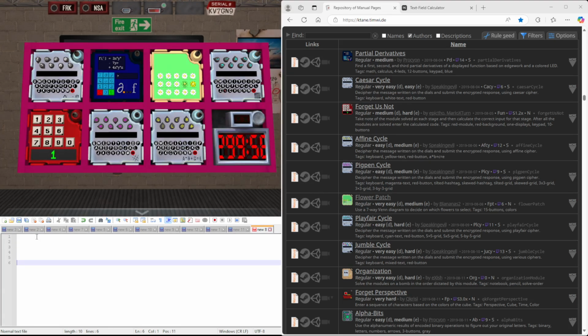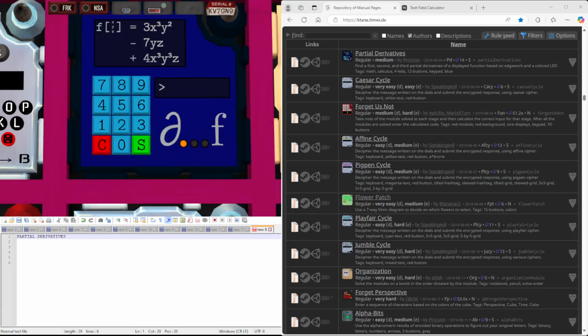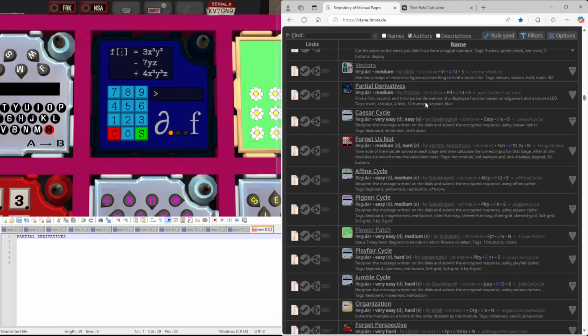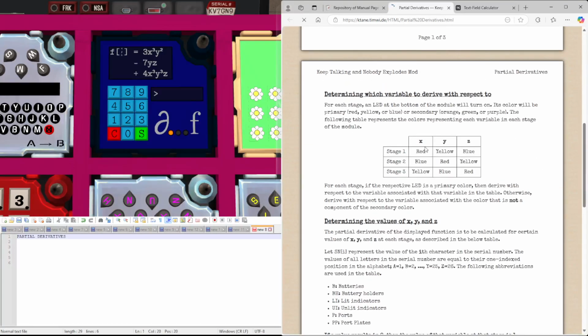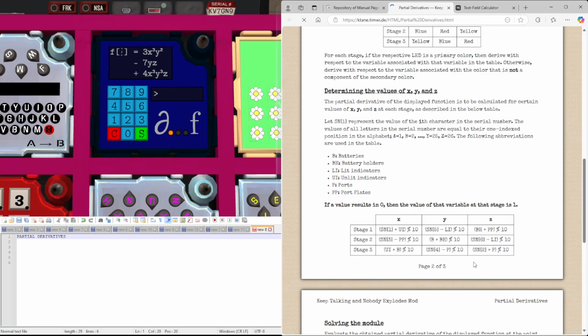We have 6 stages, in the order that we solve them. So the first stage would be partial derivatives. Let's see if I remember how to do this. We have to calculate the values of x, y, and z for each one.